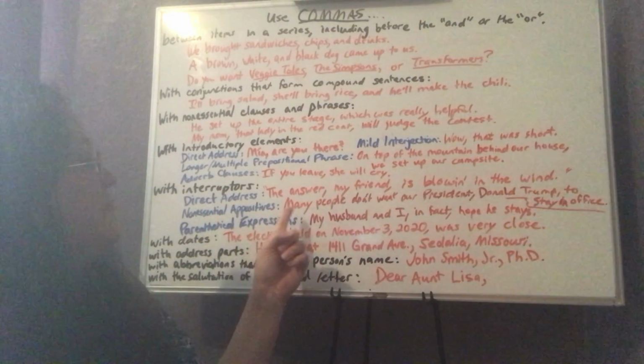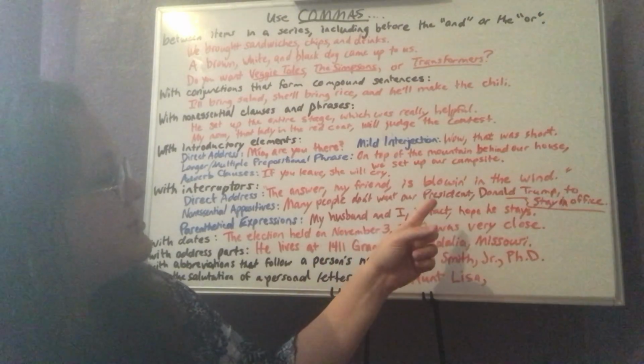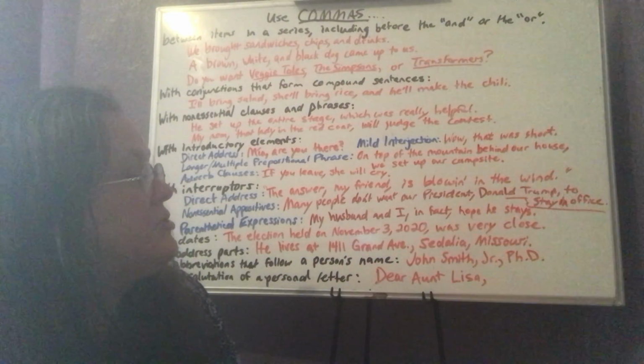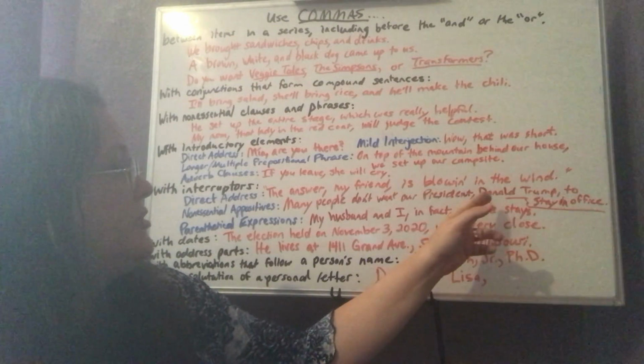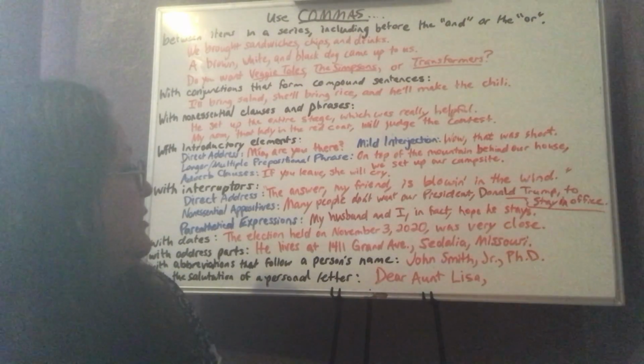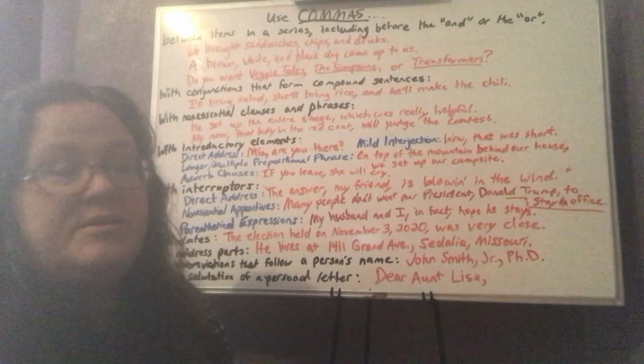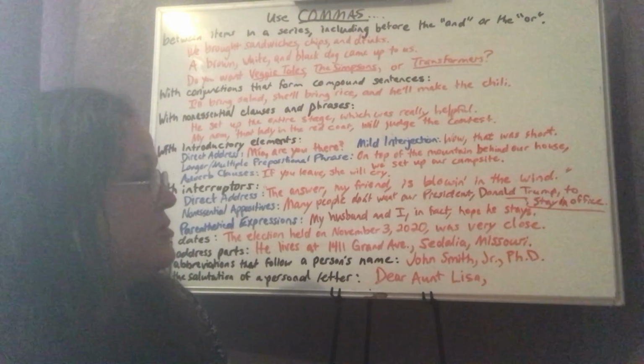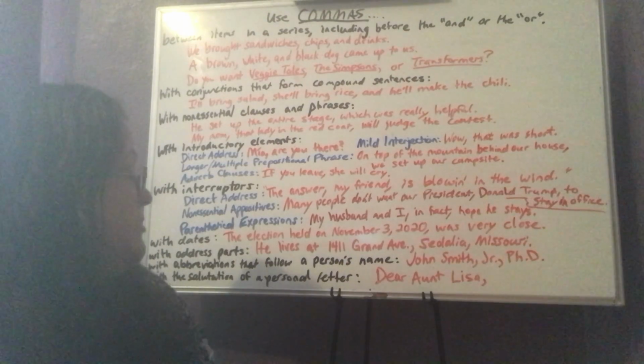Non-essential appositives. "Many people don't want our president, comma, Donald Trump, comma, to stay in office." So Donald Trump is actually another way to say our president. It's non-essential because of that. So you could take it out and the sentence would mean the same thing. So it's non-essential.